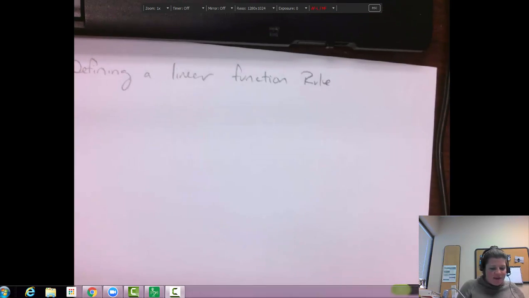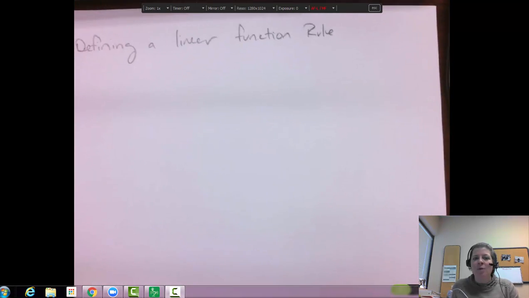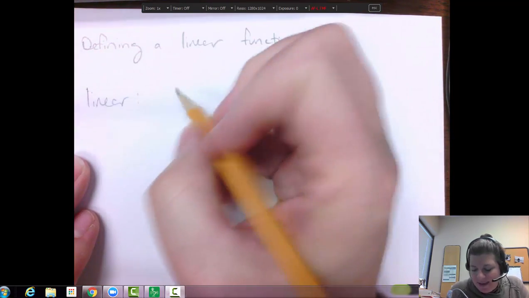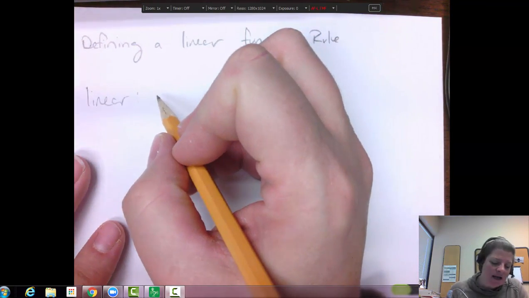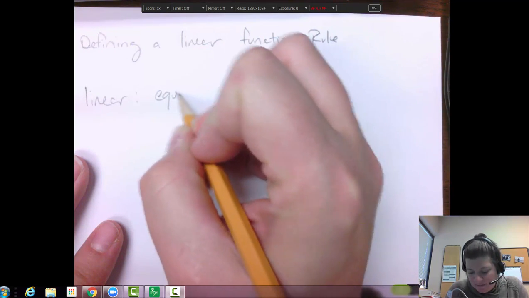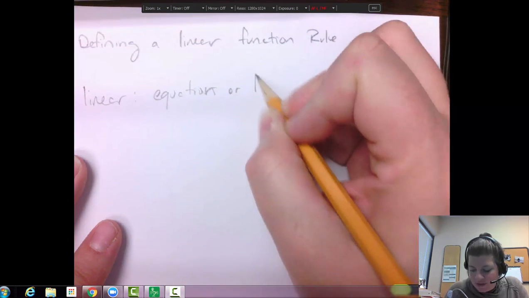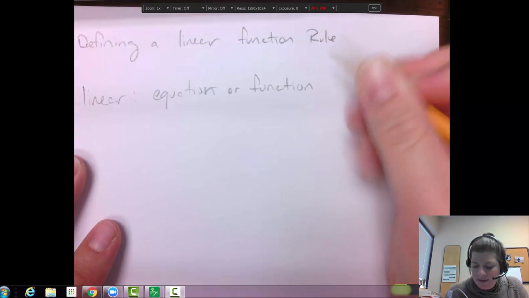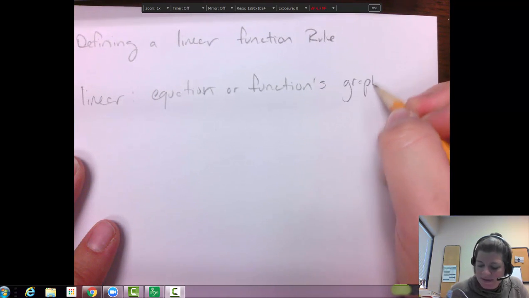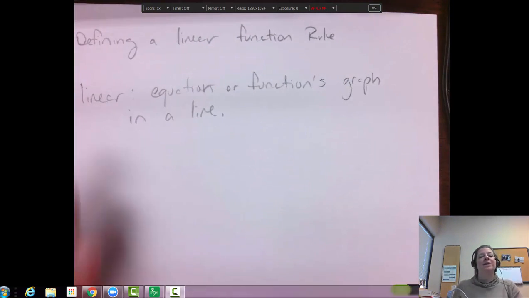Let's start with remembering that when we say linear, that really means it forms a line when you graph. So you got to make sure you know what linear is. So it forms your equation, your function. So equation or function's graph is a line. I like saying it's linear, so linear.